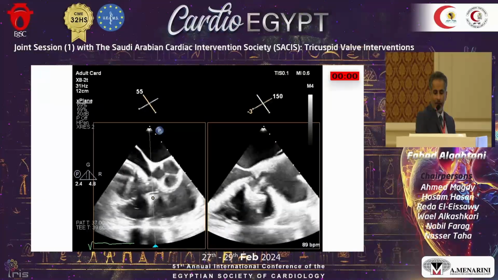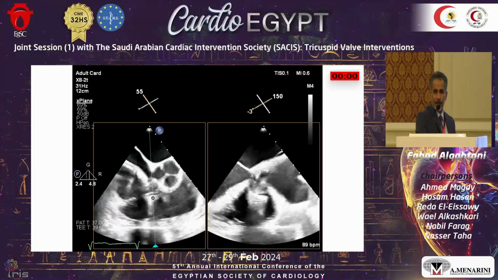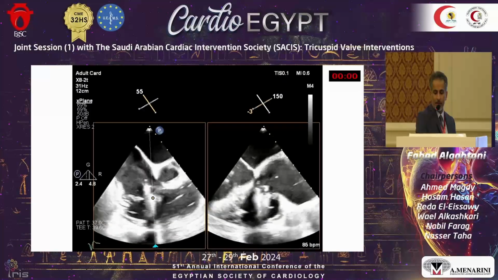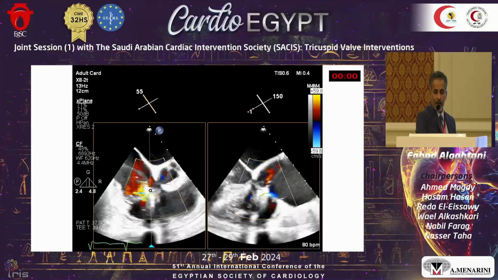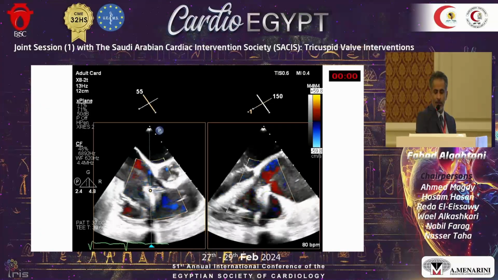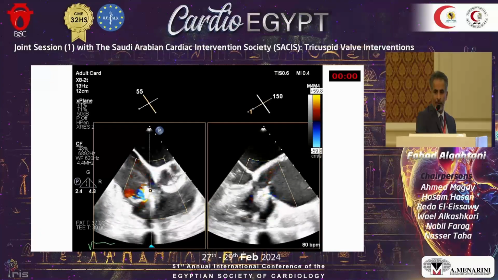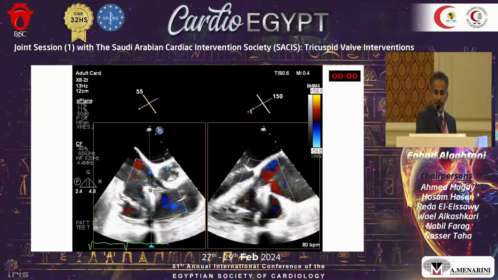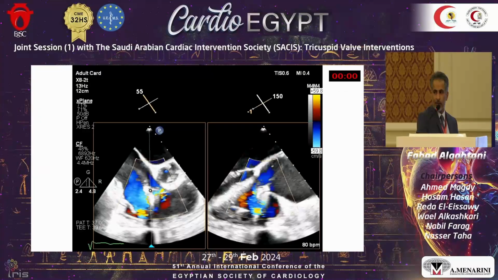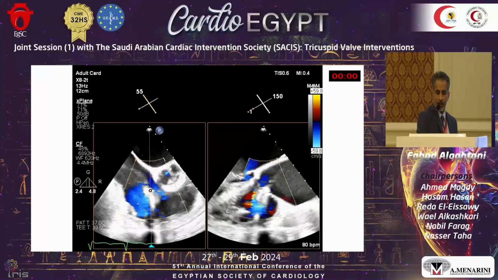You can see the two leaflets sitting on the clip and ready for grasping. This is after grasping, like 60% grasping. After grasping, you see good reduction, and we get rid of the anterior septal jet. So the question now is, we still have the central and anterior posterior, and posterior septal jet.